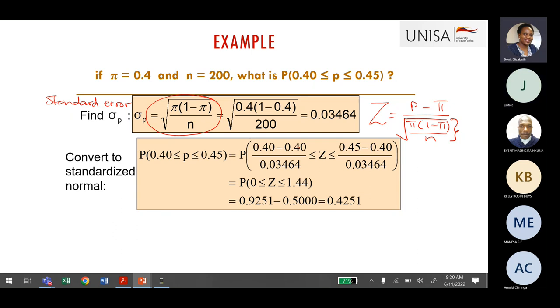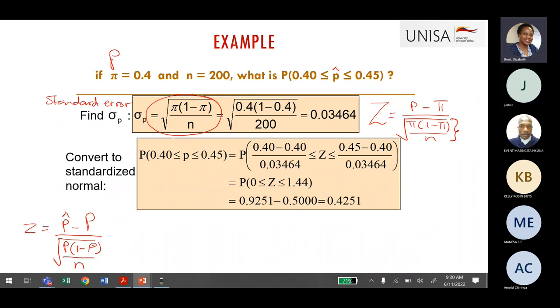Okay. So you substitute into this formula. Remember, your formula will be Z equals bigger B minus capital letter P, divided by the square root of P times 1 minus P, divided by N. Where this is your capital letter P and this is your bigger P on your side, right? So then we just do the substitution.